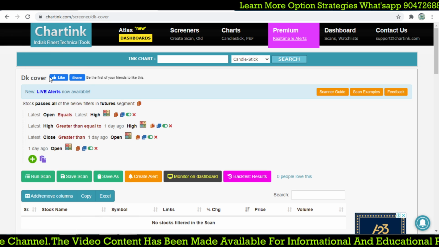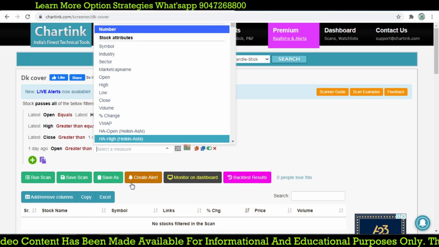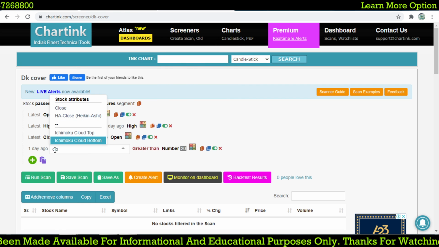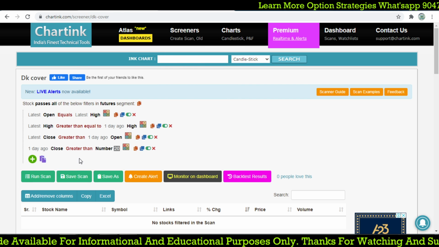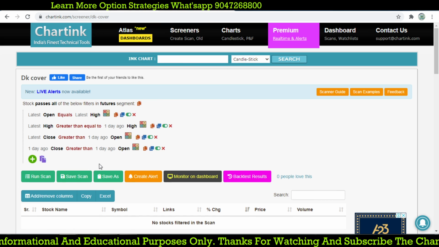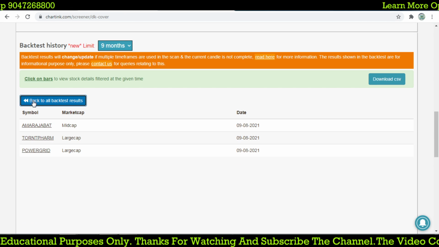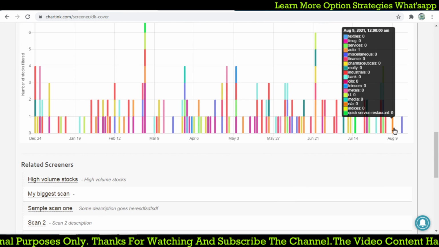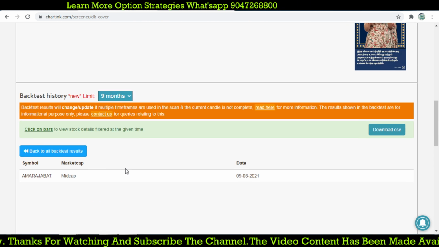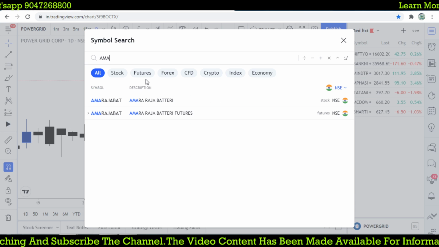1 day ago open price is greater than the close. Let's go for the close. So the 1 day ago close is greater than the open of 1 day ago. If you check that, we will find those stocks where the previous candle is green and the next candle is red. So only one stock is filtered out, and that will give you such a great result. Only Amara Raja Batteries. Right.